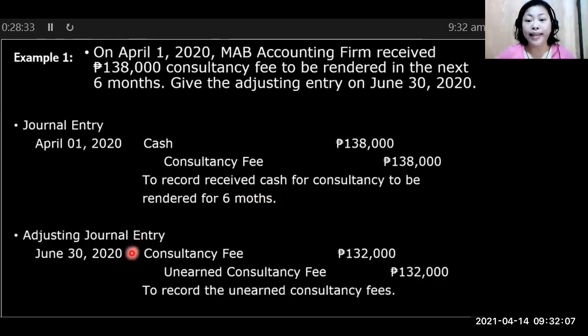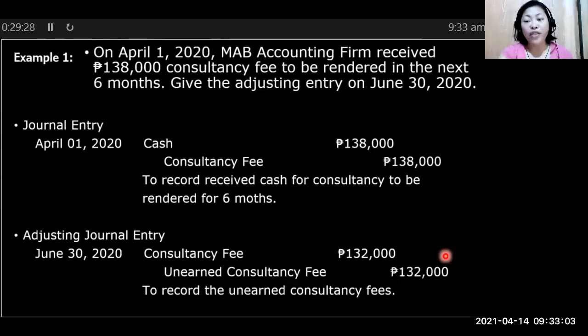In the adjusting journal entry at the end of the accounting period, which is June 30, 2020, we debit consultancy fee for 132,000 and then we credit unearned consultancy fee for 132,000. This is to recognize that there are portions of that consultancy fee which are not yet earned, because you have not yet rendered the service, the consultancy. So you now have to decrease your consultancy fee by 132,000 and transfer it to the unearned consultancy fee for 132,000. So that is the difference between the liability method and the income method. That is for deferrals or unearned income.